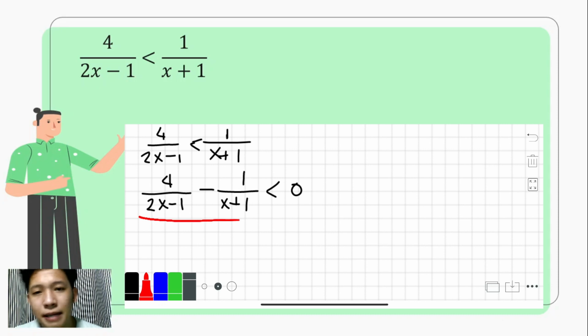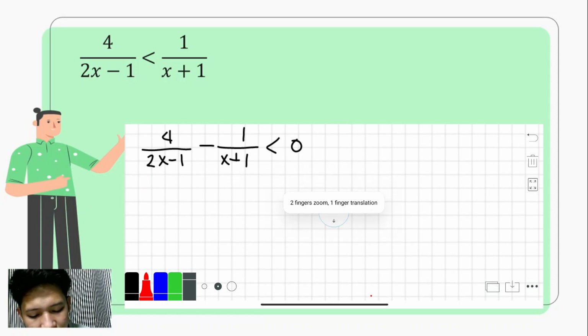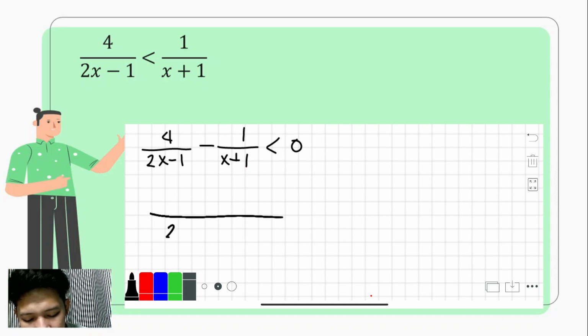Single fraction po ba ito? No, kasi dalawa yung fraction na nakikita natin. So, para magawa nating single fraction yan, kukunin natin yung LCD. Yung LCD natin would be just 2x minus 1 at saka x plus 1. So, yun po yung nasa baba natin. So, we have here 2x minus 1 and then x plus 1.